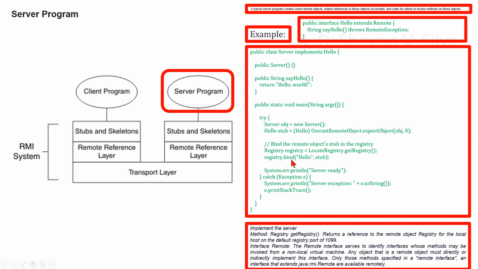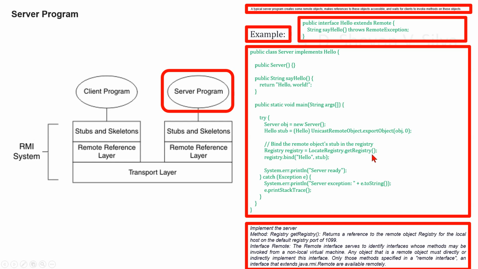Here the method getRegistry returns a reference to the remote object registry for the local host on the default registry port, 1099.